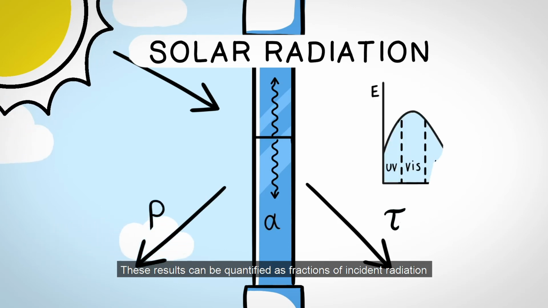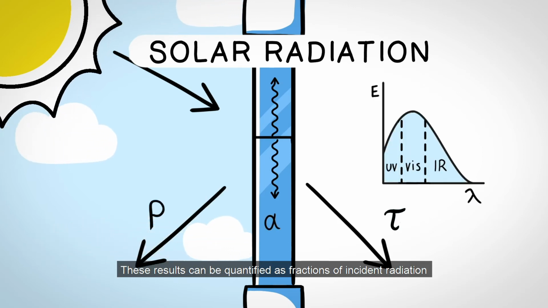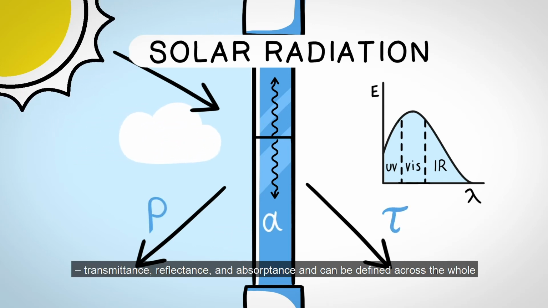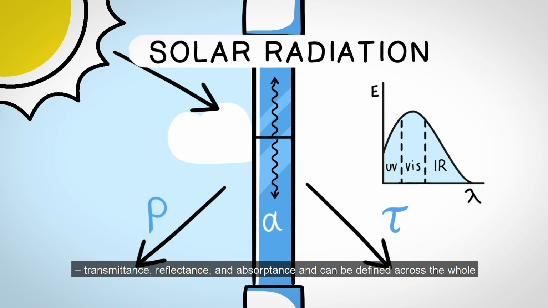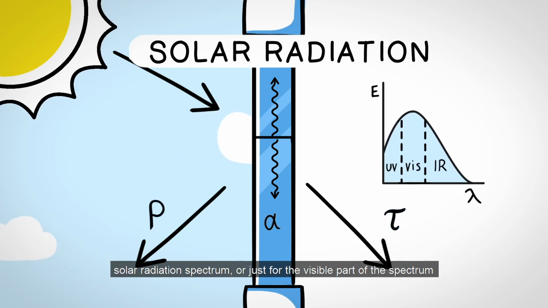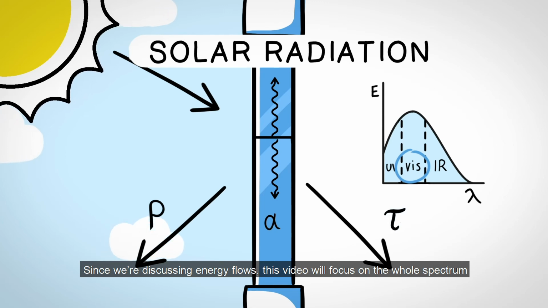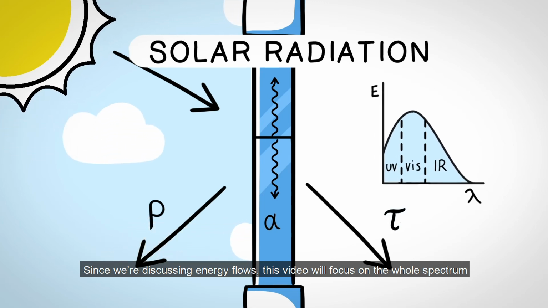These results can be quantified as fractions of incident radiation: transmittance, reflectance, and absorptance, and can be defined across the whole solar radiation spectrum, or just for the visible part of the spectrum. Since we're discussing energy flows, this video will focus on the whole spectrum.